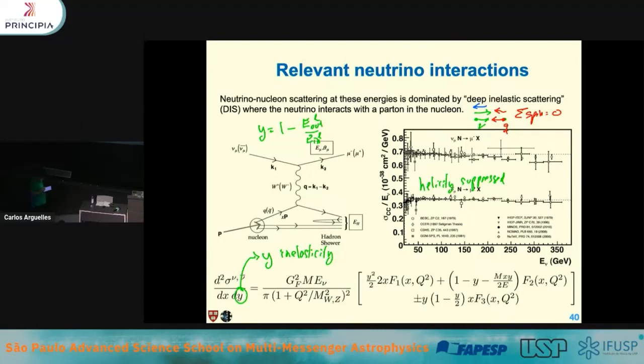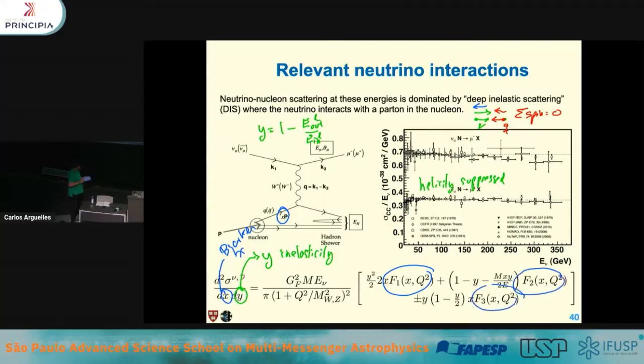So the elasticity is going to tell us the energy that the lepton is going to have. Okay? And then the other part that's important here is this x, which is known as Bjorken x. And that is how much of the momentum does the quark carry out of the proton. So the neutrino interaction is going to depend, this is the actual formula, on the energy that you give to the muon or to the electron, and then the energy that you take out of that quark.